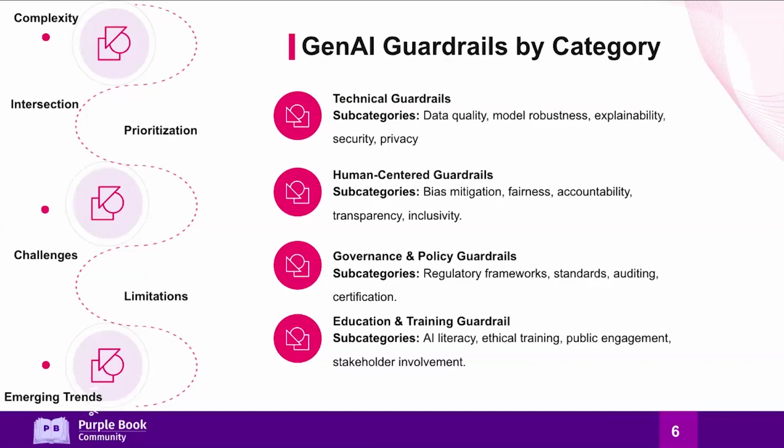Let's start talking about the GenAI guardrails. I put them in these four categories. It's questionable if this is the right way to categorize them, but this was the easiest, maybe the most simplistic way for me to list them. Keep in mind we have a huge level of complexity, and there's a huge intersection. How we prioritize may depend on this intersection. We have challenges everywhere, limitations everywhere, emerging threats everywhere, and all of this intersects and overlaps.